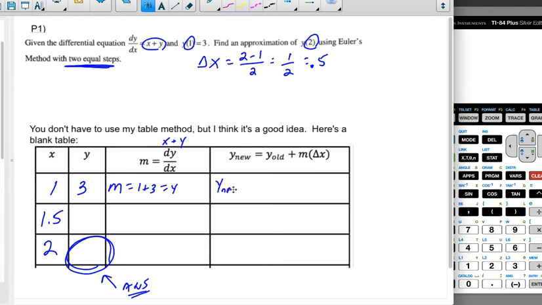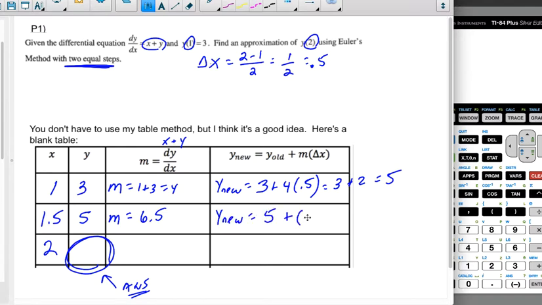That means that my new y is going to be the old y, which is 3, plus 4 times 0.5. Well, that's a 3 plus a 2 or a 5. So my new y value is a 5, right? My slope is x plus y, so that's going to be 6.5, right? My new y is going to be the old y, which is 5, plus this 6.5 times 0.5, right? So half of 6.5 is 3.25. So that's a 5 plus a 3.25. So I get 8.25. So y of 2 is approximately 8.25.